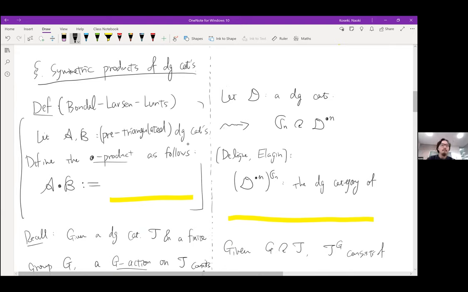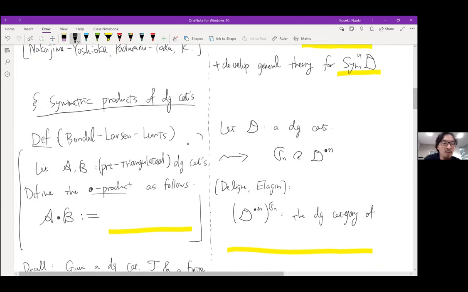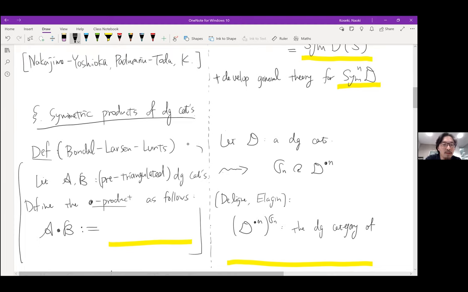So first, I want to define the notion of dot products for two DG categories due to von der Lasen and Lunts. So let's consider pre-triangulated DG categories. In this talk, I always assume DG categories to be pre-triangulated, meaning that their homotopy category is a triangulated category, right? So for these pre-triangulated categories, I define the dot product as follows.